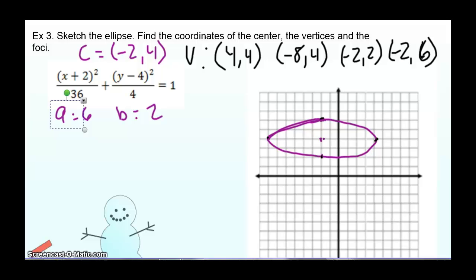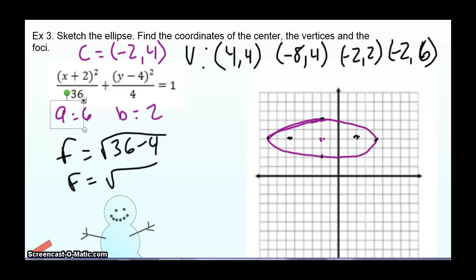Okay, what else? I need to find the focus. So the focus is going to be inside the ellipse somewhere in here. Remember, it's on the major axis only. I don't know exactly where it is, but I want to figure that out. So focus equals, and it's a square root, and it's always the bigger number minus the smaller number, so it's going to be 36 minus 4. So the focus length is going to be radical 32.